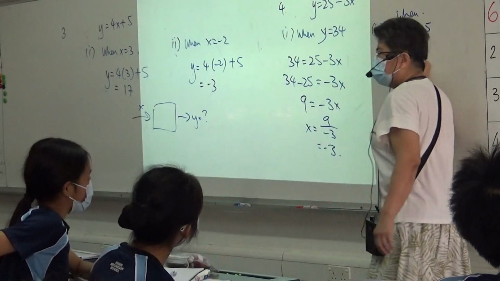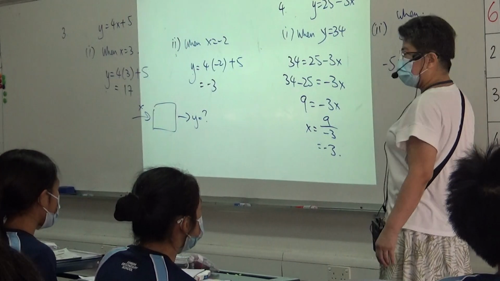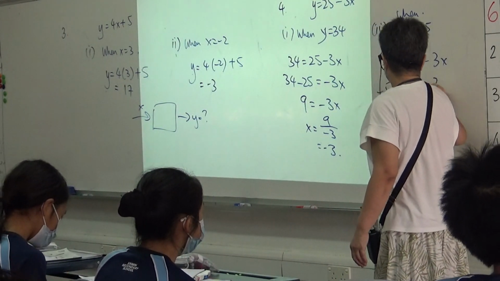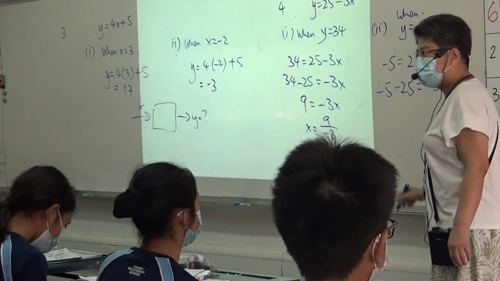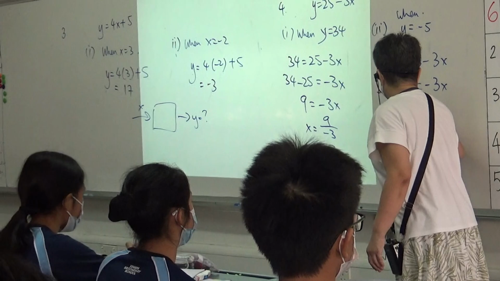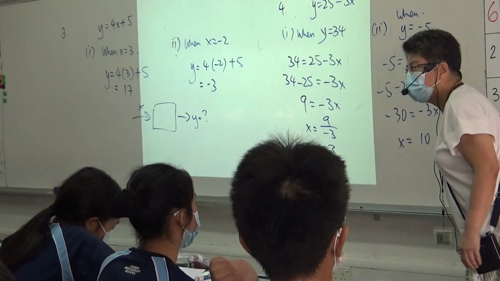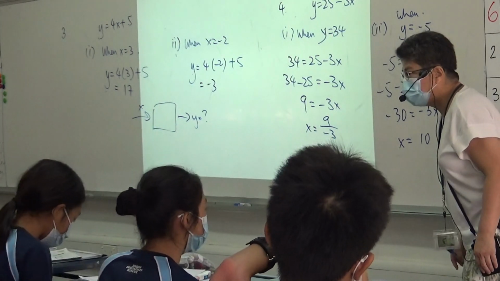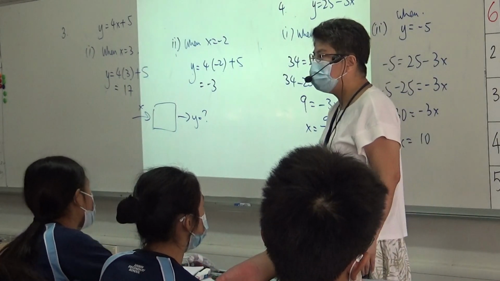Negative 5 equals to 25 minus 3x, right? Negative 5 minus 25 equals to minus 3x, right? What is minus 5 minus 25? Yes, minus 30 is minus 3x. X will be 10, right? Minus 30 over minus 3 is 10, right? Do you get 10?